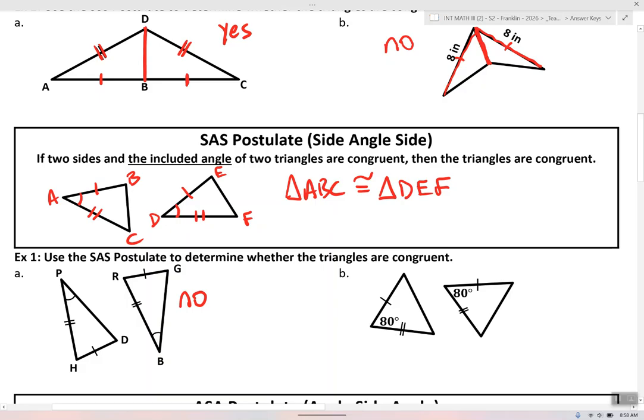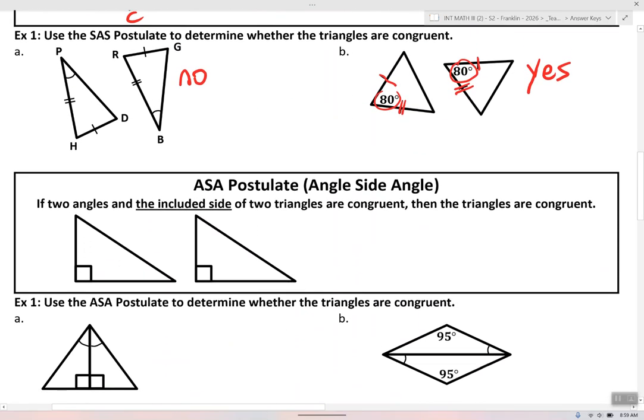However, example B does. I have side, I have the angle, I have the side. Included angle, side, side. That's why it's in between here. Side, angle, side. It's the included angle. So yes, these are congruent.